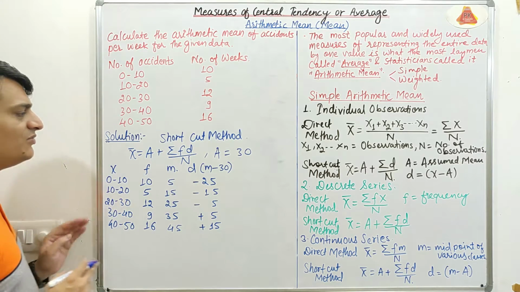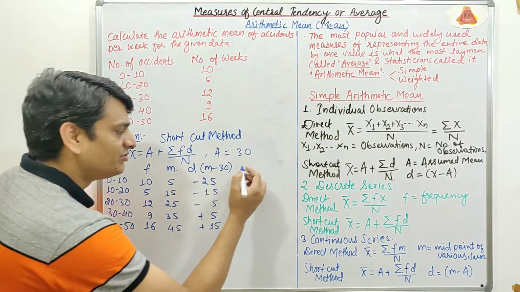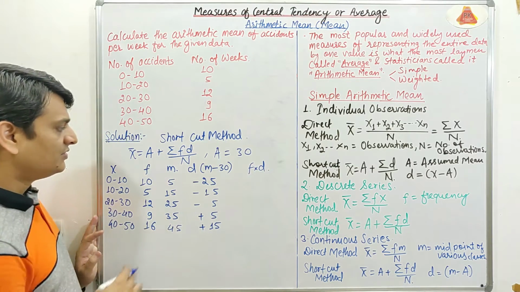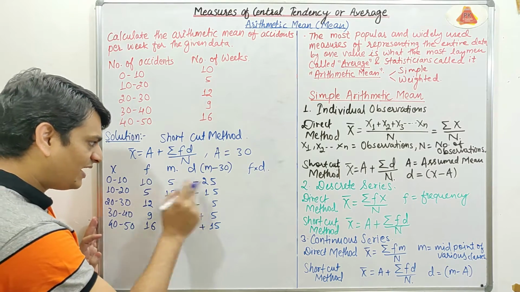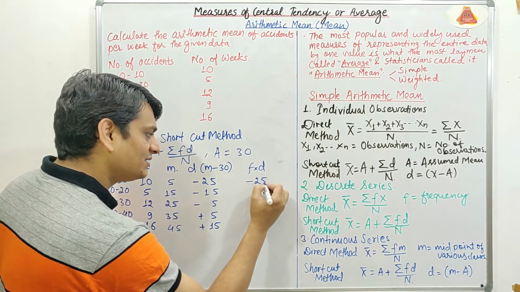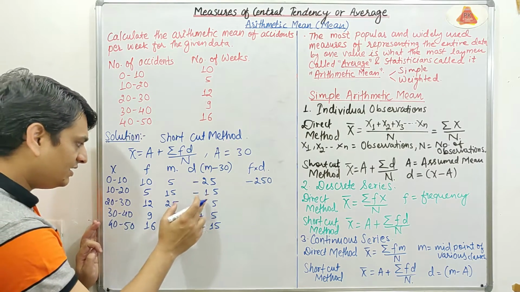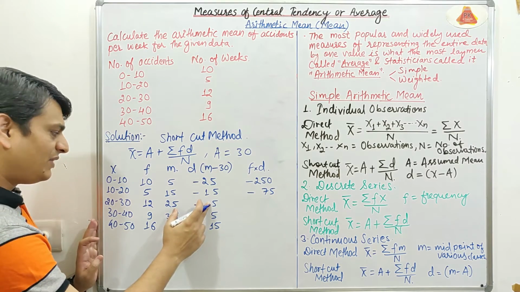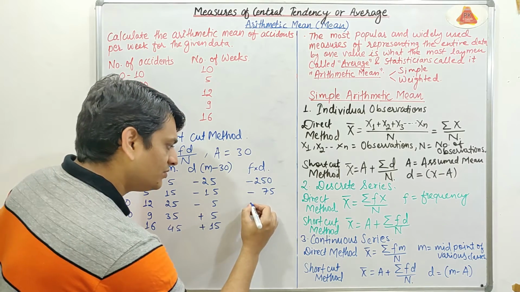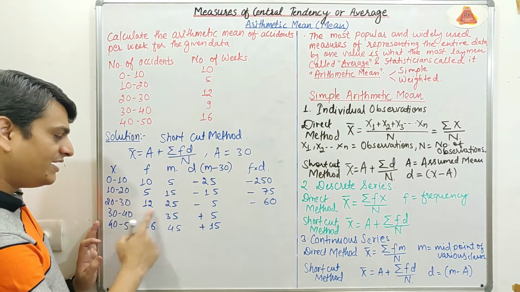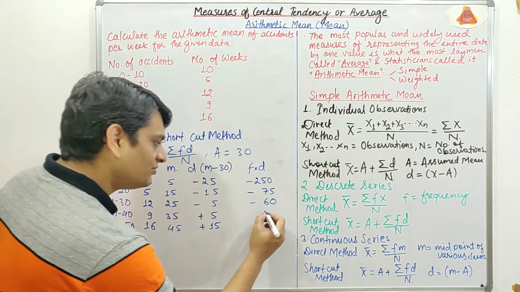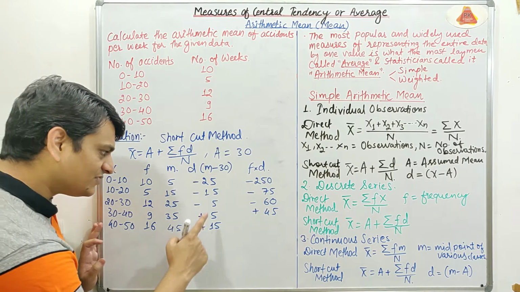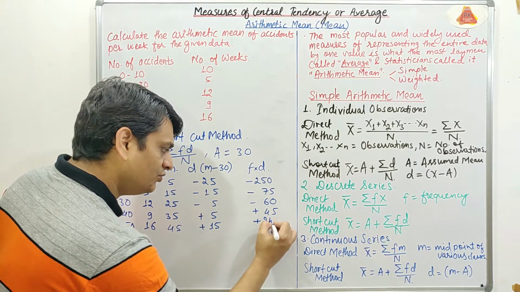Now as per this formula we have to calculate summation fd. So in the last column we will calculate f into d. Here 10 into minus 25 is equal to minus 250. 5 into minus 15 is equal to minus 75. Minus 5 into 12 is equal to minus 60. 9 into plus 5 is equal to plus 45. 16 into plus 15 is equal to plus 240.